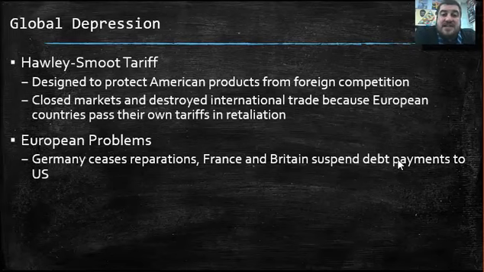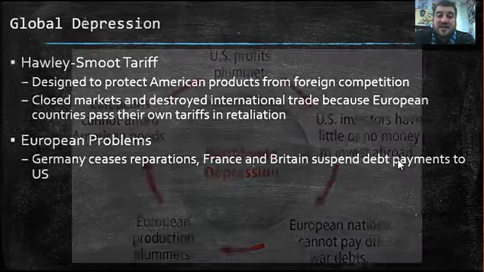And it even gets worse because in order to try to correct the problem, President Hoover and Congress in 1930 passed the Hawley-Smoot Tariff, which is designed to protect American products from foreign competition because it raises the tariff so high that nobody can afford foreign goods. They have to buy goods in America. Well, this closes international markets because European countries do the same thing and pass their own tariffs against American goods in retaliation. And since it's also happening in Europe, Germany ceases their reparation payments, which means France and Britain cannot pay their debt payments to the United States, which means we have no more money coming in.